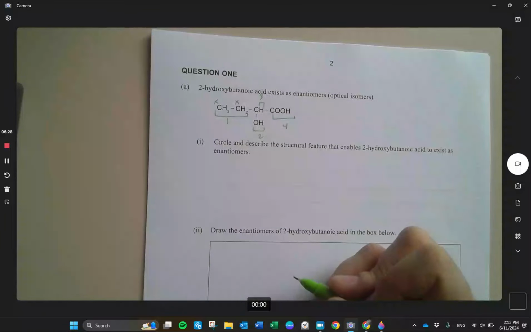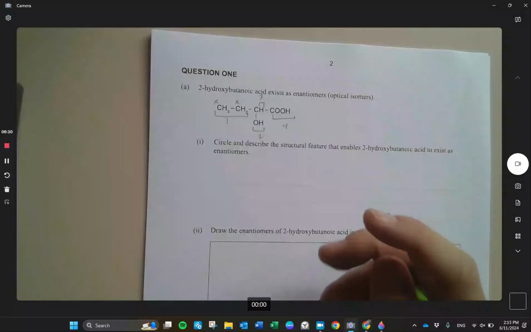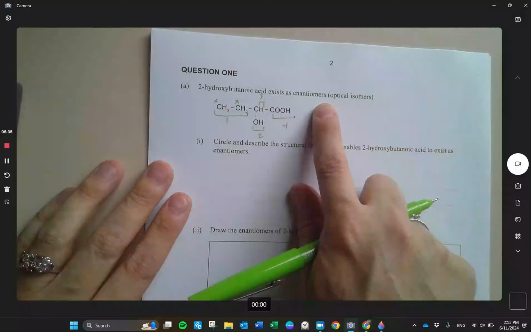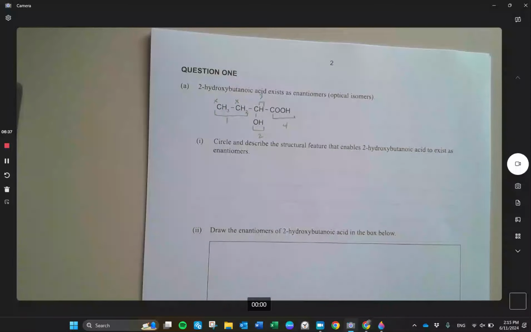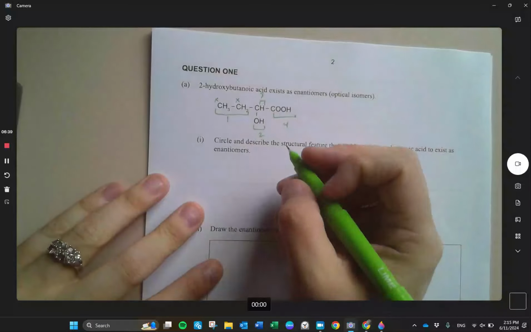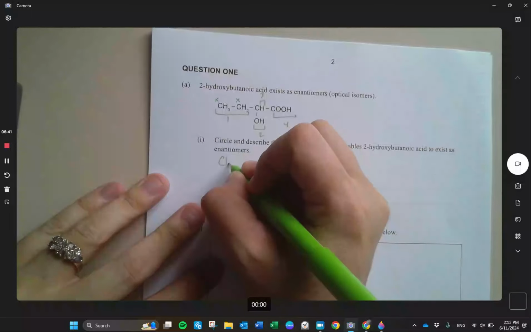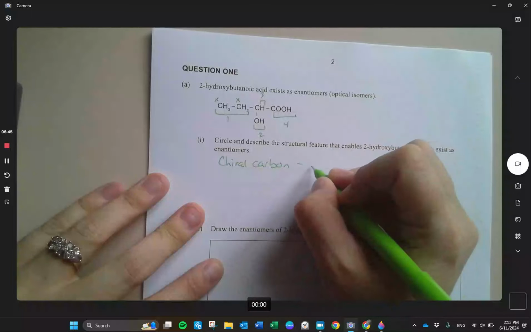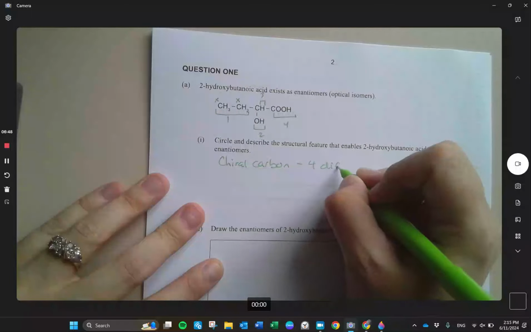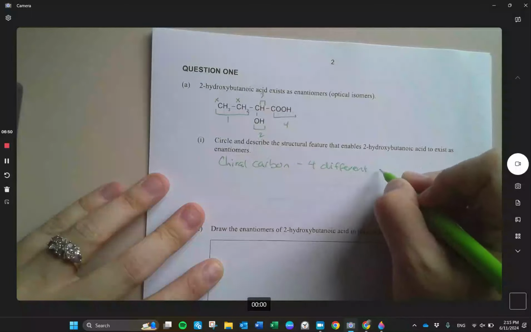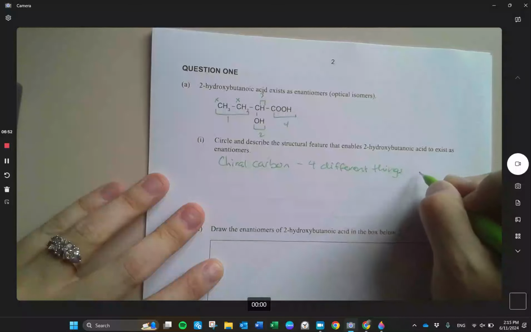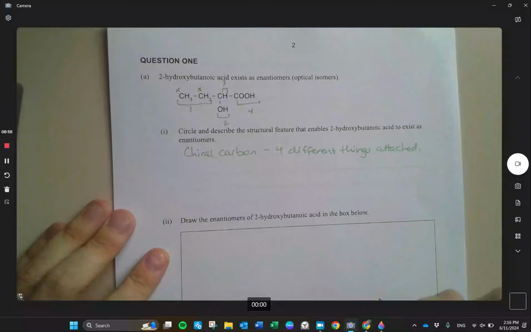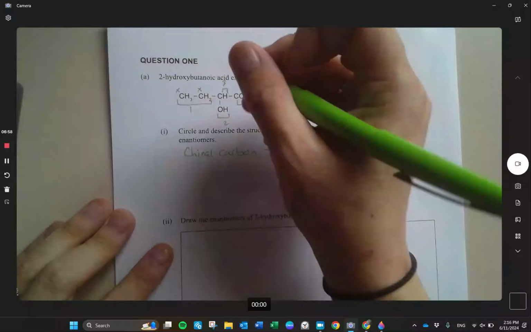So we need to be able to know our definitions. So for an enantiomer to form, we need a chirocarbon. Chirocarbon means 4 different things attached to it. So that's just memorization there. So a chirocarbon needs to have 4 different things attached. Okay? So I've identified that one as that, so I'm going to circle it.